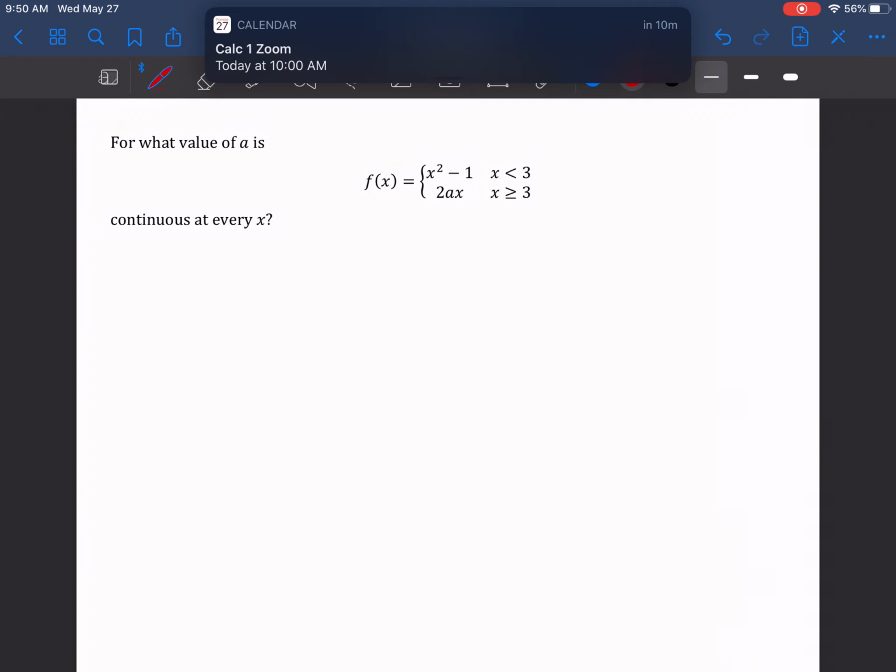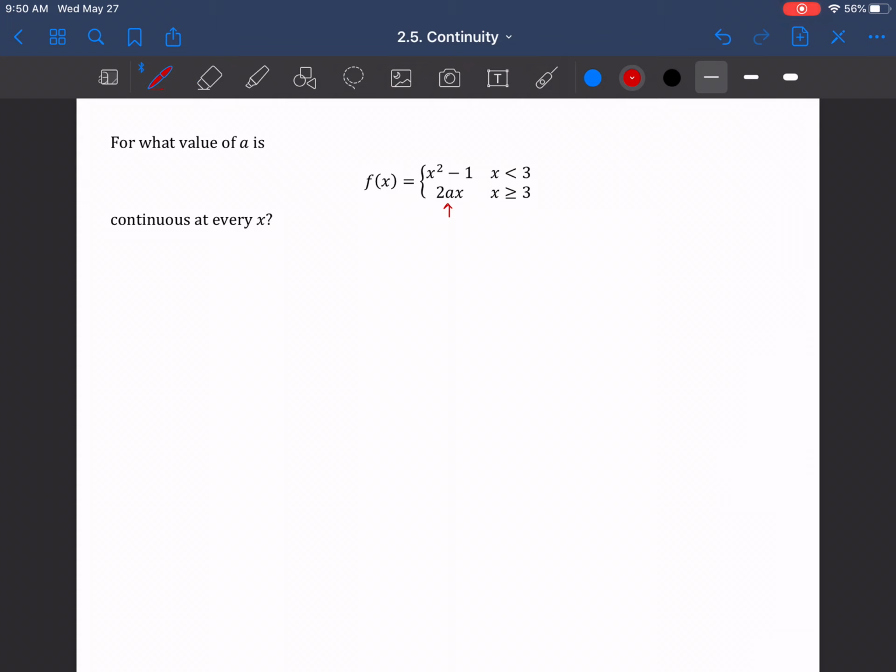This one is the last thing for this section. Here, we want to find a value for a that will make this a continuous function. If we look at the first part, it's x squared minus 1. If we graph this, x squared minus 1 is a parabola right here. For x less than 3, this is just going to go on out forever over here.